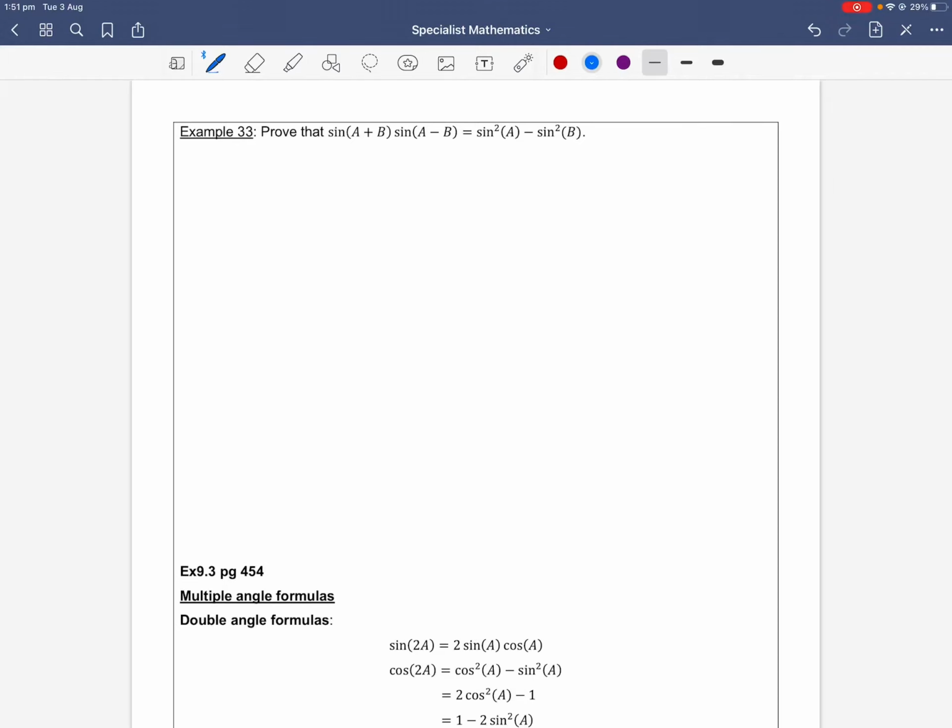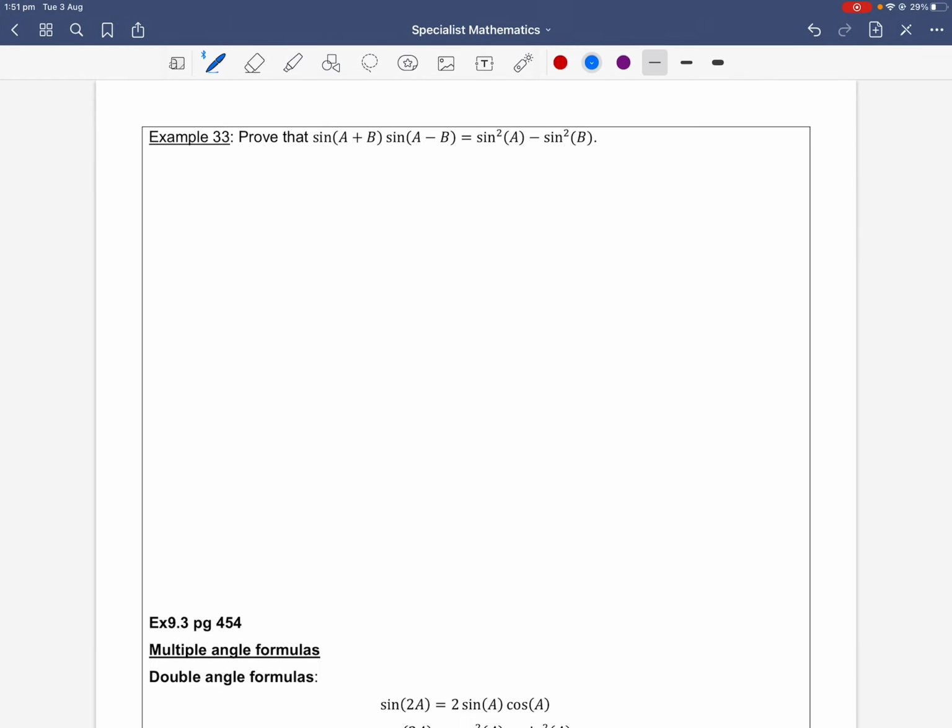Alrighty, let's have a look at example 33. It's a nice question because it's a proof question. So we need to prove that sine of a plus b times sine of a minus b gives us sine squared a minus sine squared of b. So we start proofs by writing down what we want to show.